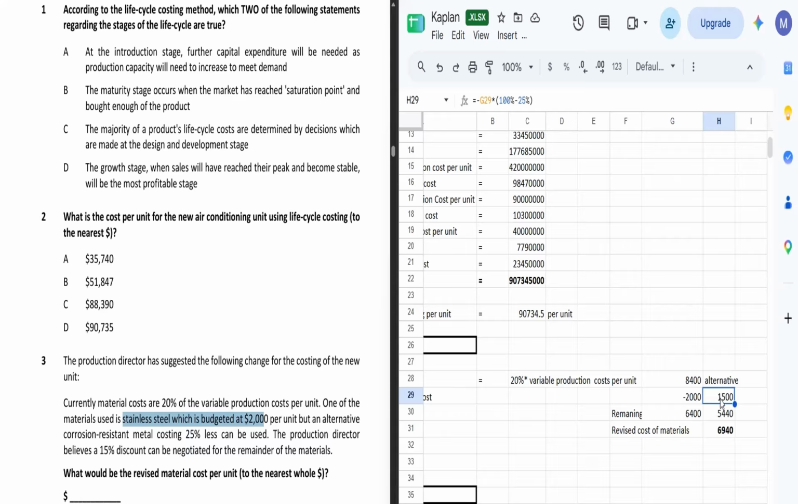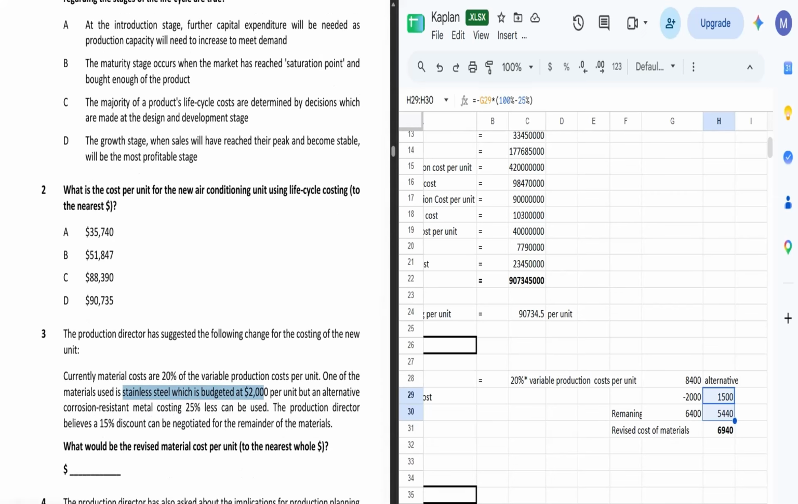Okay, so we have just calculated the cost, and also they are saying that the production director believes we will get a 50% discount by negotiation for the remainder material. So the remainder material is 6400, because 8400 was the actual material cost, where we have replaced one material, so the remaining material cost was 6400. And if we get a 50% discount, then after the 50% discount the remaining material cost will be 5400. You can see in the formula bar how I have calculated this figure. So the material which we replace will cost 1500, and the remaining will cost this much. So according to that, the revised material cost per unit is 6940.